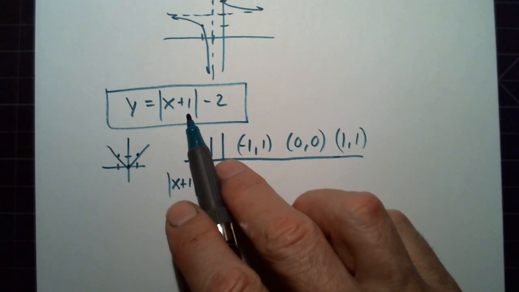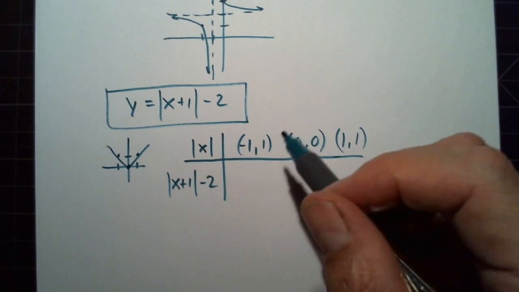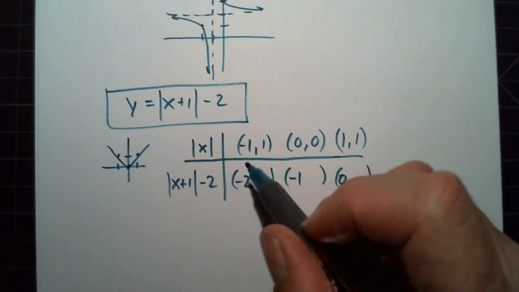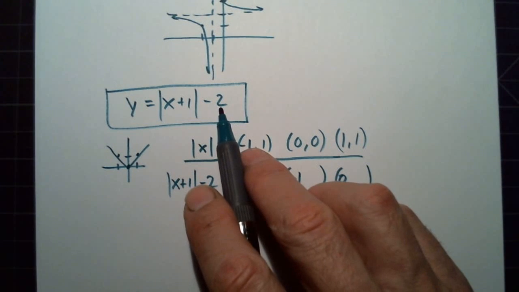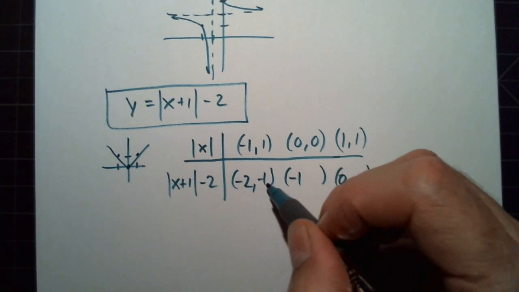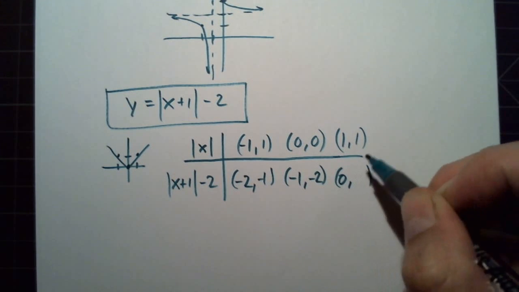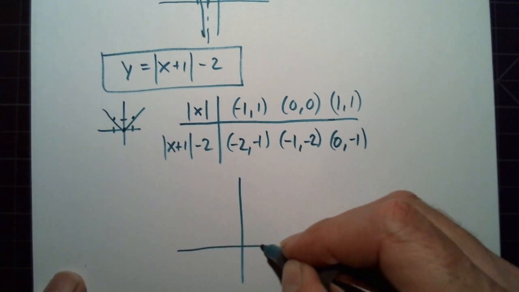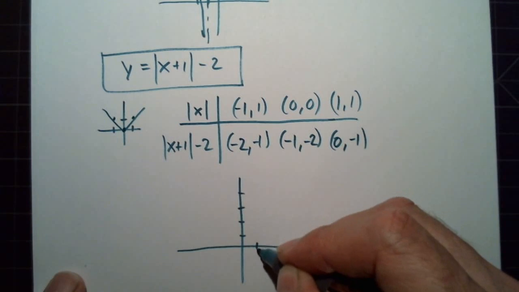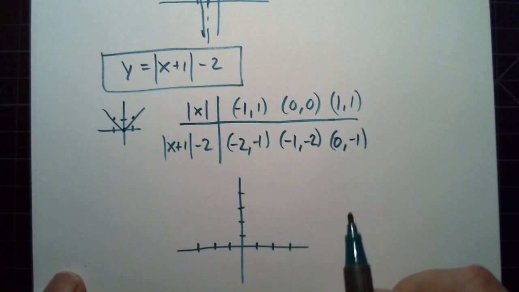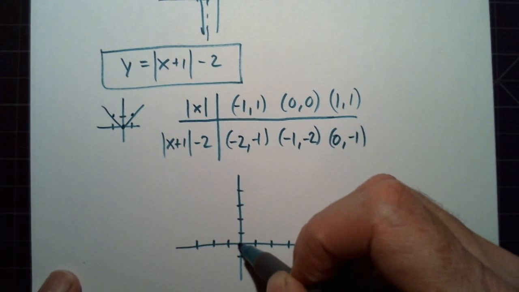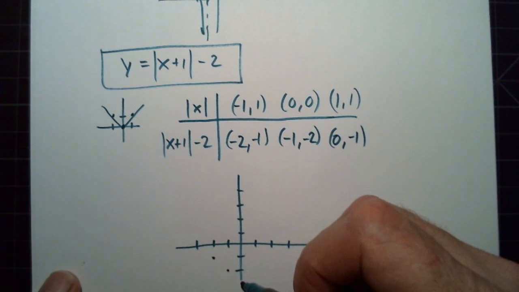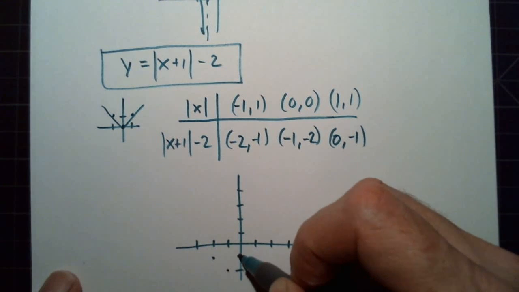So we have an inside change. That means we're going to subtract 1 from all the x values. We have an outside change. That's a vertical change. Subtract 2 from the y values. So -2, -1, -2, -1, -1, -2, and 0, -1.